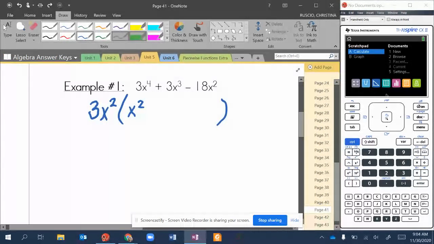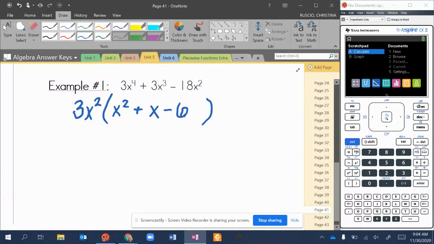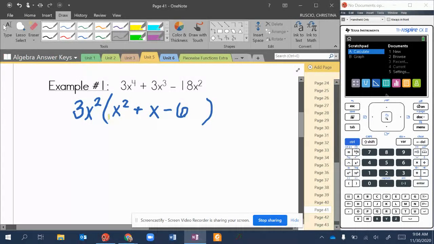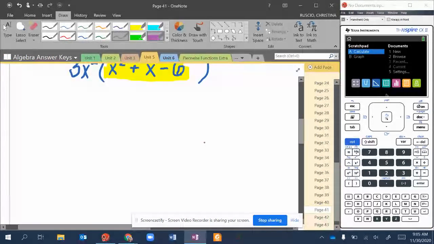All right, 3 divided by 3 is 1, so we're dealing with another positive 1 here. And then x cubed divided by x squared is just plain old x. And then negative 18 divided by 3 is negative 6. And then x squared divided by x squared, well, that's just 1, so we're not going to write it. All right, so we factored out the GCF. Now we have this trinomial sitting nice and pretty inside our parentheses, which means that we should probably use a box method to factor it. So I'm going to show that off to the side.